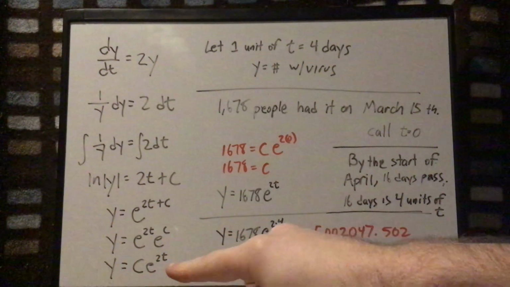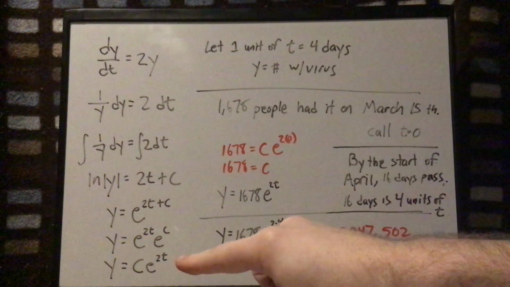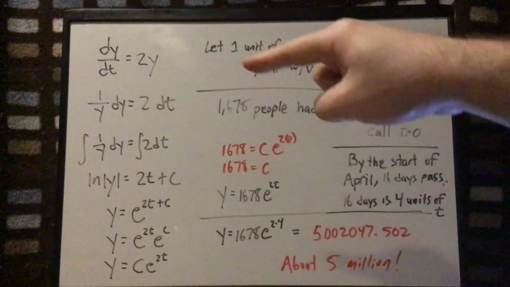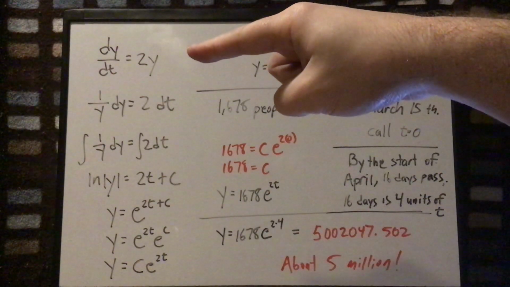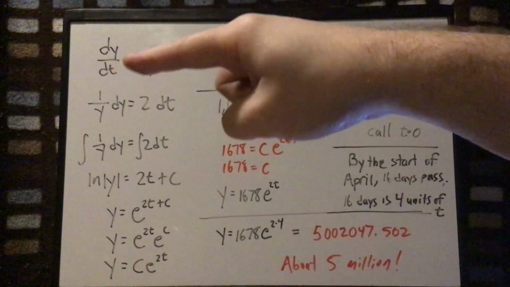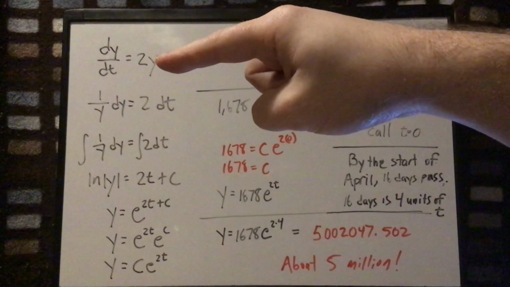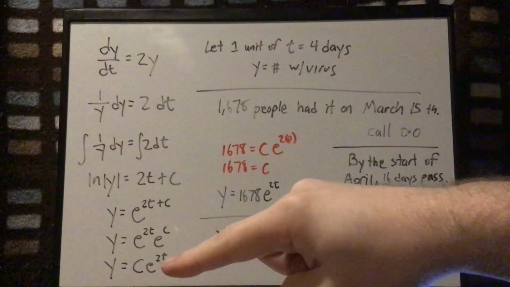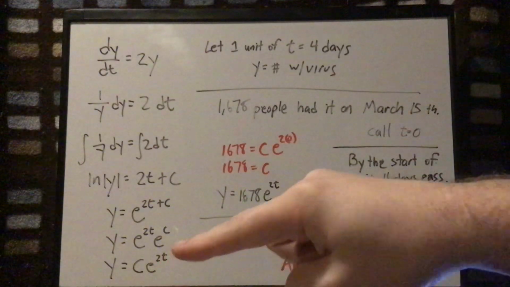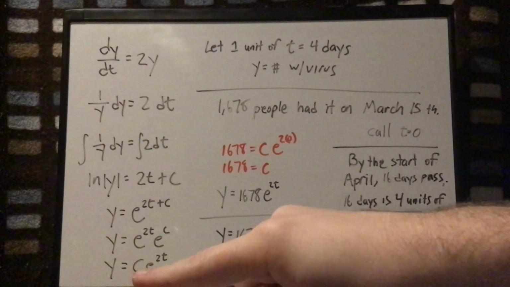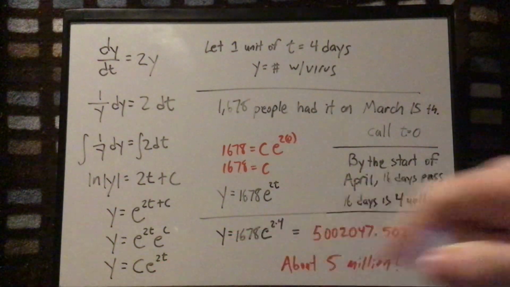And this should look familiar because it looks like an exponential growth equation. So it proves that if the original equation was true, if the rate at which people are getting the disease is based on doubling the number of people who have the disease, the function that gives you the number of people who have the disease is an exponential function. It's namely some constant times e to the 2t.